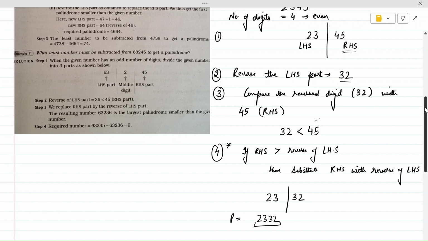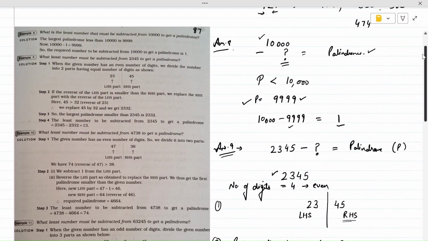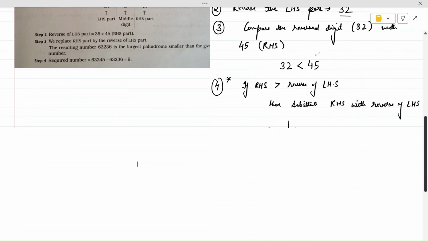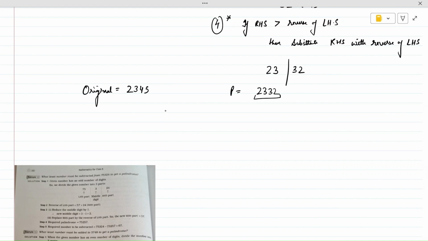Okay, so our original number was 2345 and our palindrome number is 2332. And the question was, what least number must be subtracted from this to get a palindrome? So how can we get that number? We can just subtract 2332 from this number. This will give us 3 and 1. So 13 is the number which when subtracted from the original number will give us a palindrome.